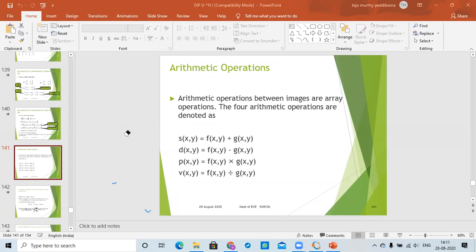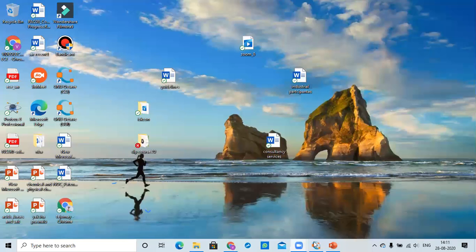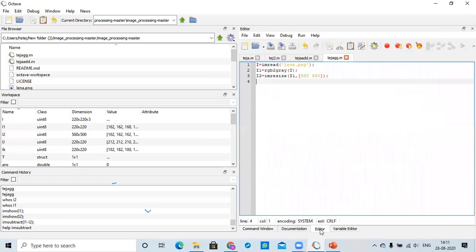Other things are similar. Then f of xy minus g of xy is subtraction. Let us see some examples of how we can do the addition and subtraction operation with our Octave software.